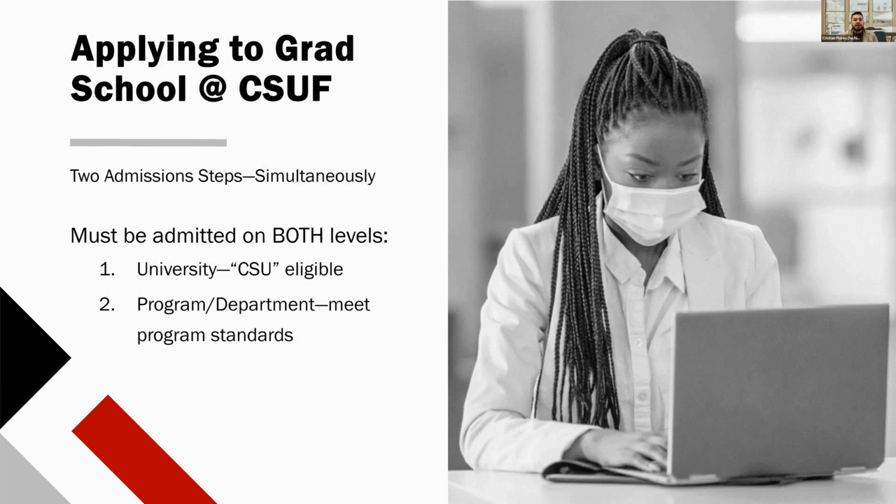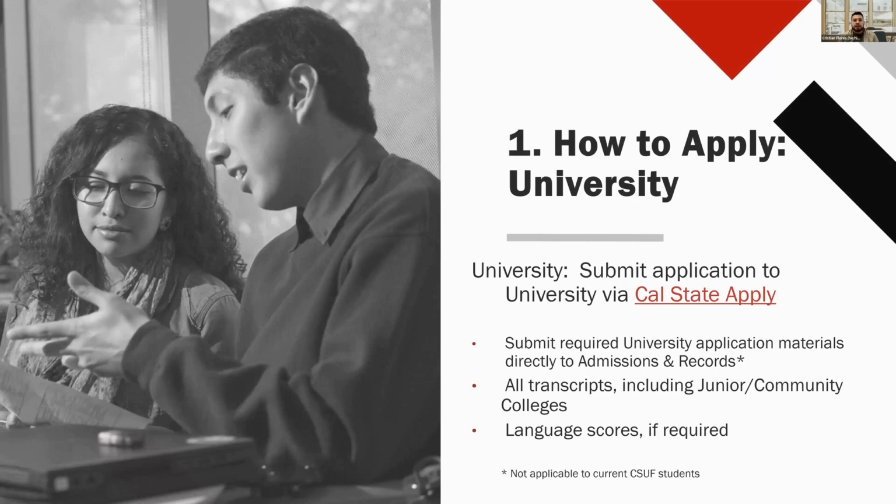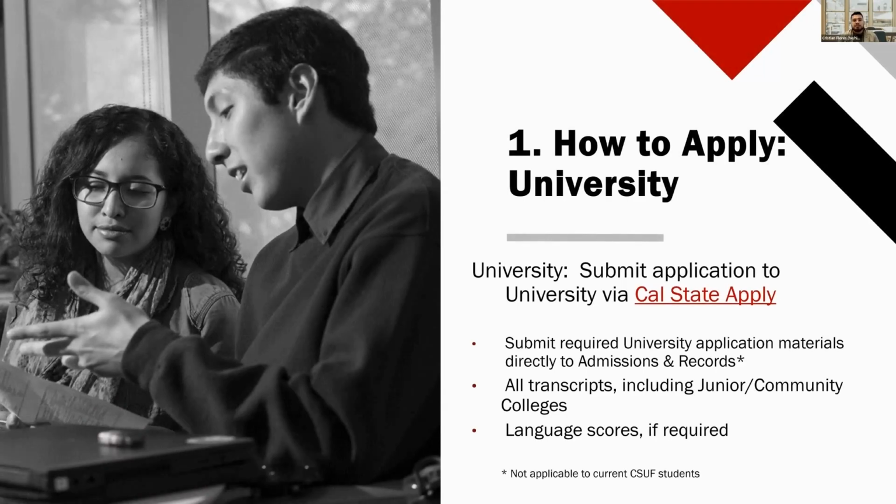So as far as applying to grad school goes, there is a 2-step admissions process. The first one of those being having CSU eligibility. The second would be meeting the program standards. But the first one is kind of asking yourself, am I CSU eligible? It's important to ask yourself, how do you determine CSU eligibility? And how does that work?